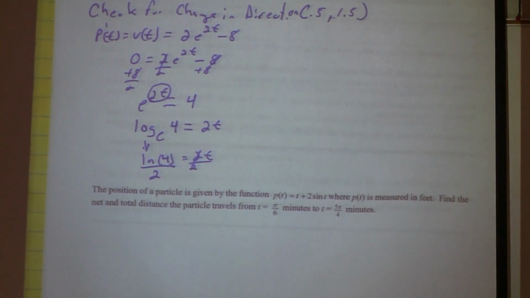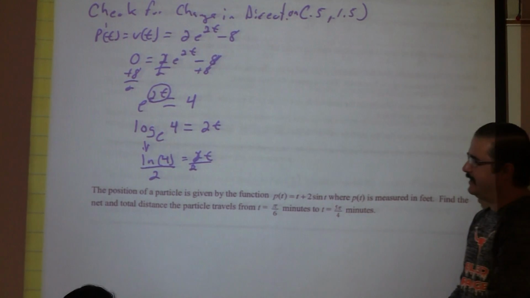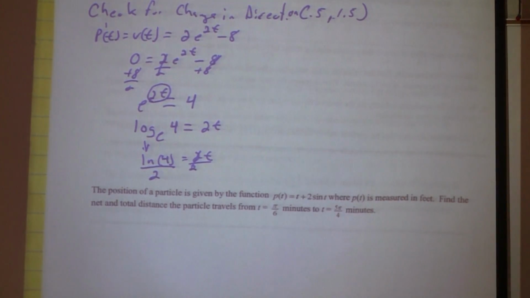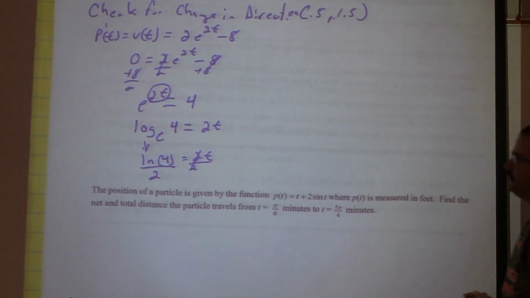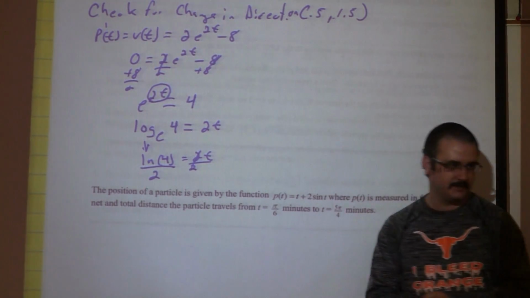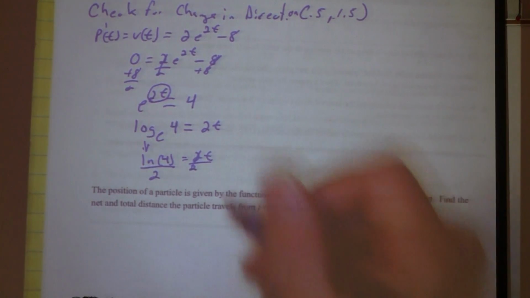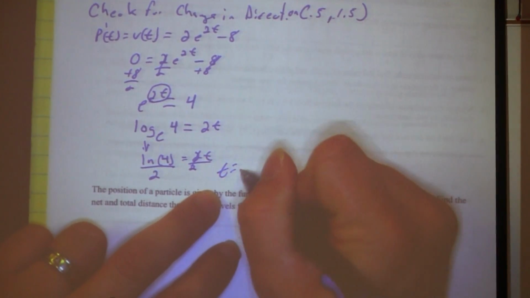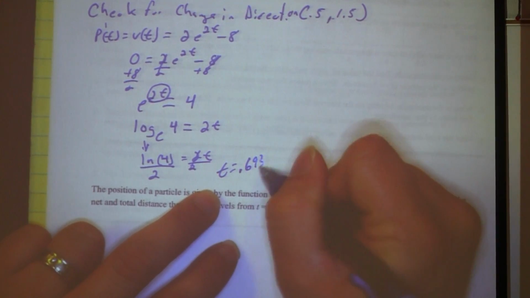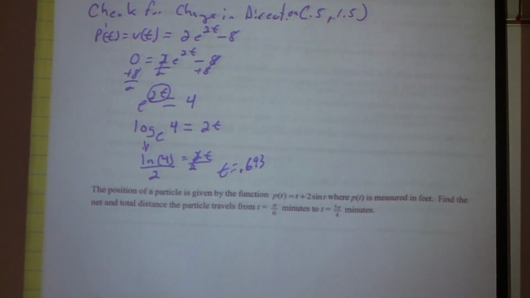That's what I want you to enter in your calculator, okay? So ln of 4 divided by 2. There are going to be problems on the test where you will end up with equations or answers and they stay like that. Okay. t equals 0.693.